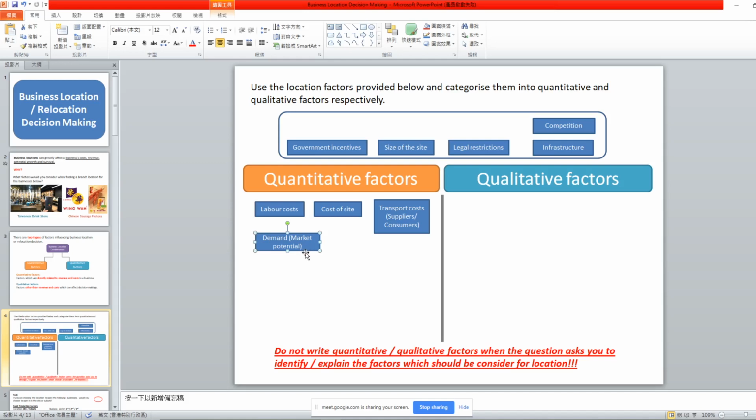But when you think about a factory, they don't really need that, because they are a factory. If I still find a place for the factory that has a huge demand, a huge market potential, then I'm going to expect a really high rent for that place. And I don't want to do that because that is not going to benefit me. I don't need that demand.